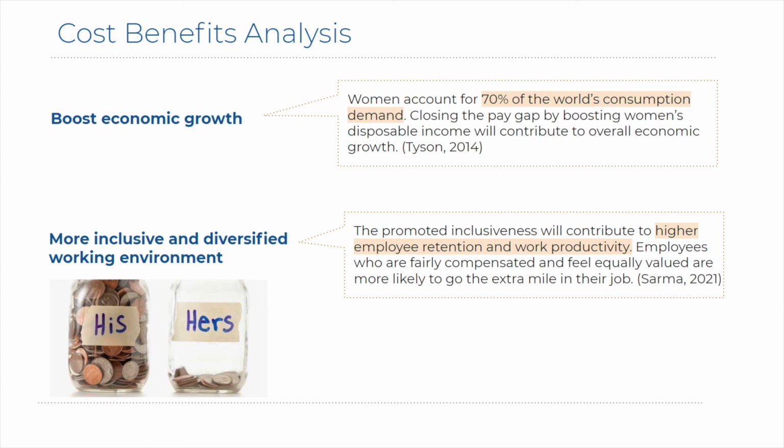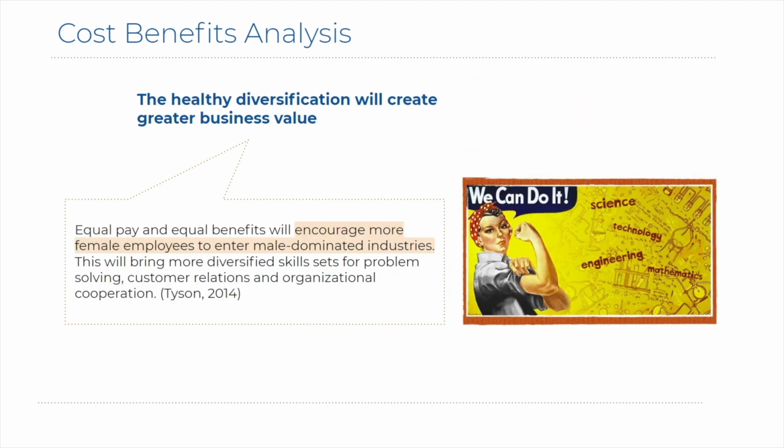We can also create a more inclusive and diversified working environment. Canada is one of the most diverse countries in the world. Promoting inclusiveness when it comes to gender will most likely increase employee retention and work productivity. Closing the gender wage gap will also encourage women to enter historically male-dominated fields, such as science, technology, and engineering.